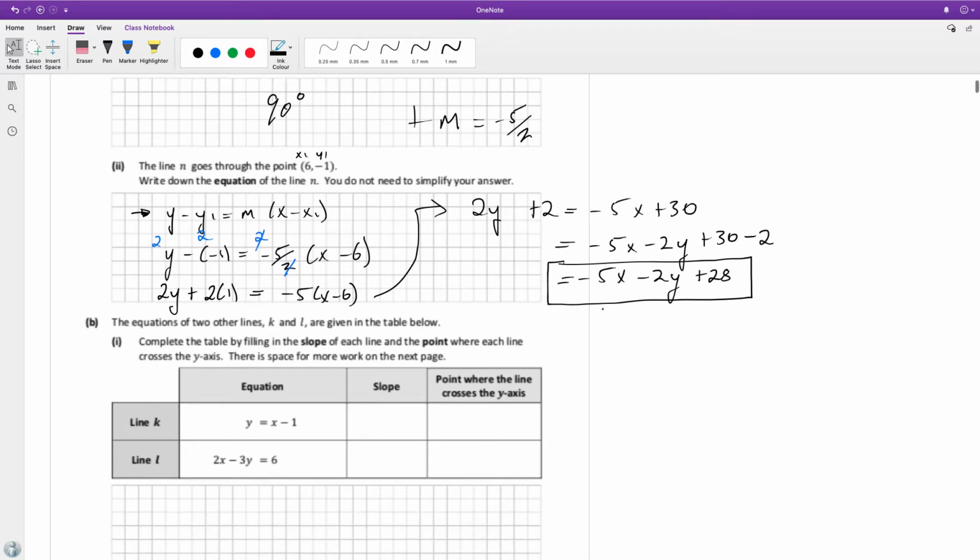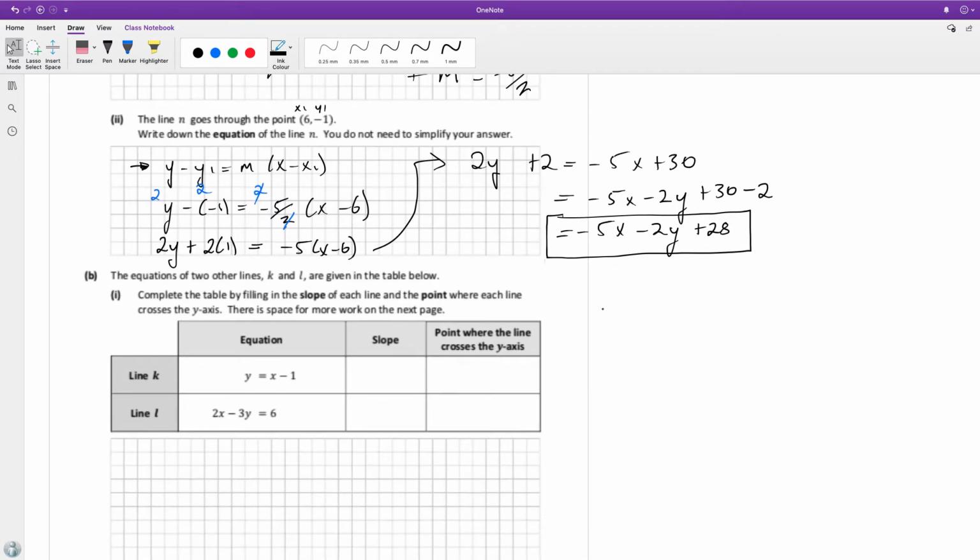Right, the next bit of that question. The equations of 2 other lines K and L are given in the table below. Complete the table by filling in the slope of each line and a point where each line crosses the y-axis. There is space for more work on the next page.